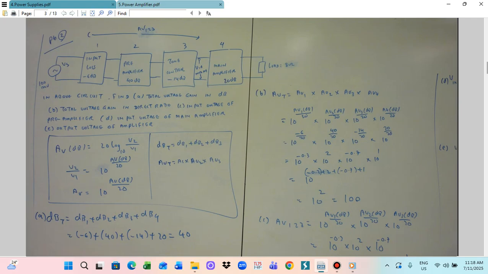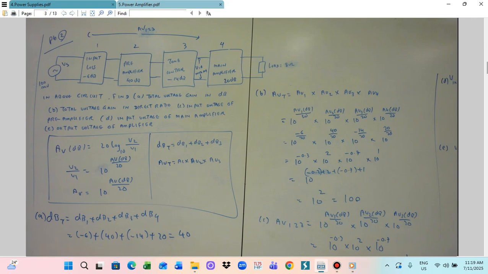First stage, the input loss is minus 6 dB. The amplifier stage gain is 40 dB. Tone control loss is minus 14 dB. Main amplifier is 20 dB. By this way, now we can find out how much the total dB is.